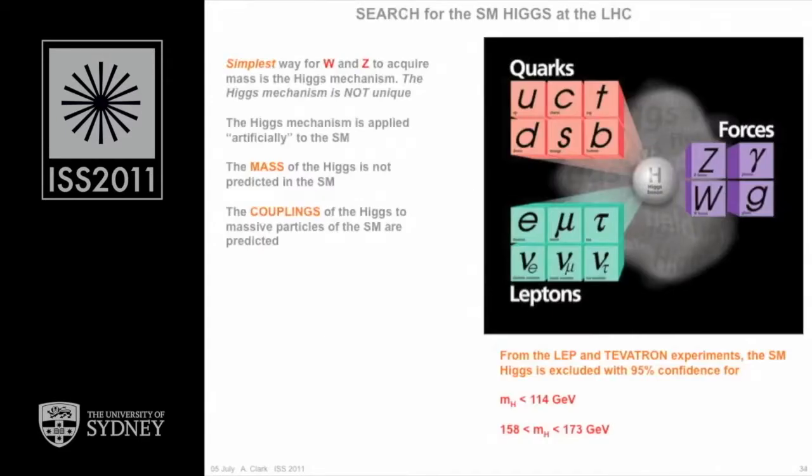We are now going to start looking for the Higgs. We haven't found the Higgs, by the way, yet, but we hope we might. Just to remind you from yesterday what it is: the Higgs is the simplest way of giving mass to the W and Z bosons. But it's not a unique way, so we're not convinced that we will find the Higgs. We're looking for it. And in fact, for the standard model, it's applied somewhat artificially. The mass of the Higgs is not predicted by the Higgs mechanism applied to the standard model, and so we don't know what mass it is, or we only know indirectly a range of possible masses. The couplings, though, are very well known in the model of the Higgs.